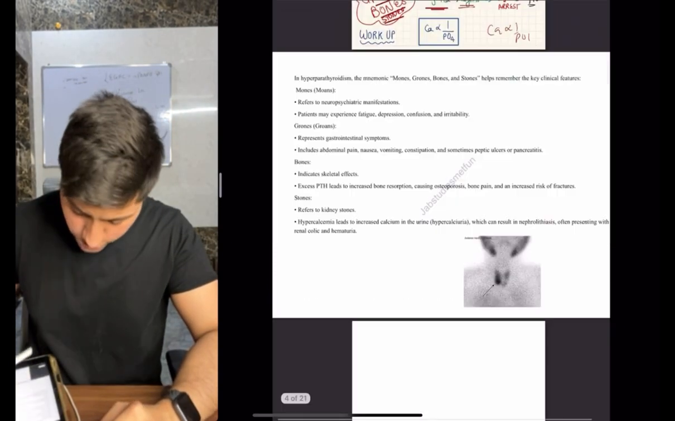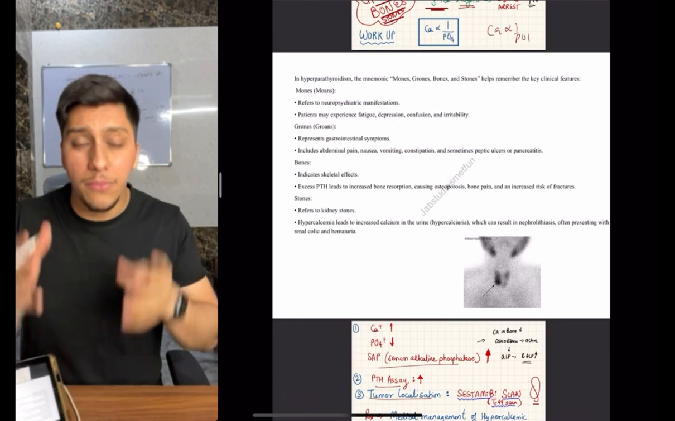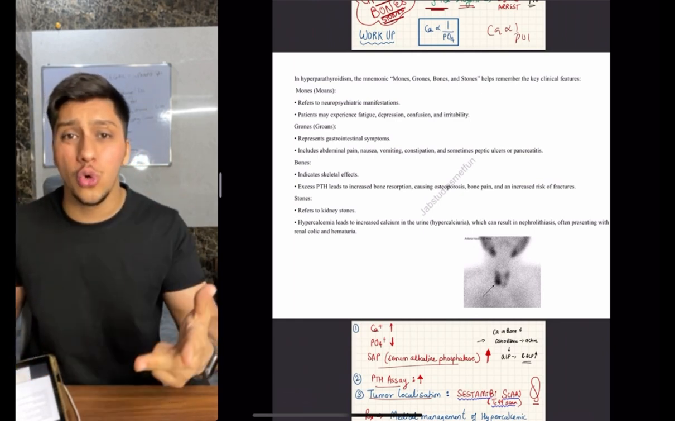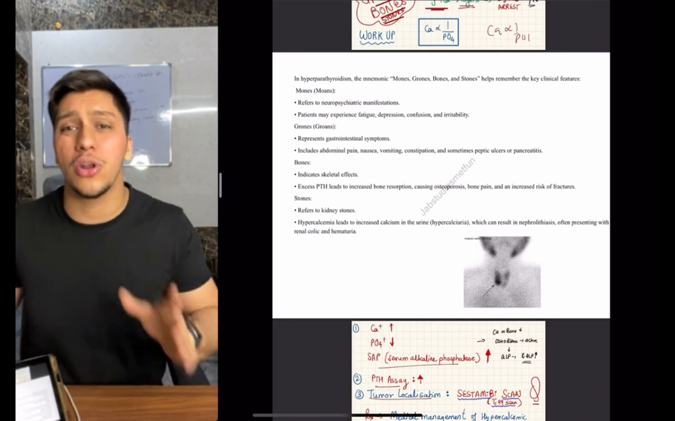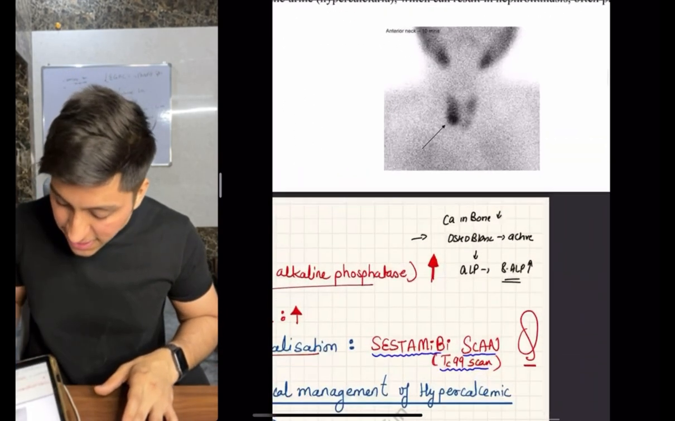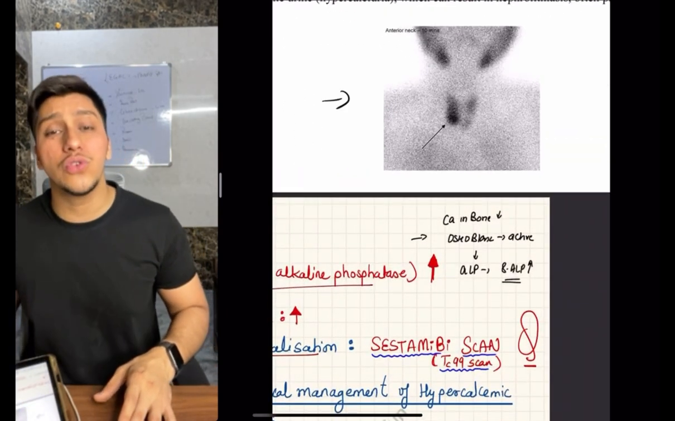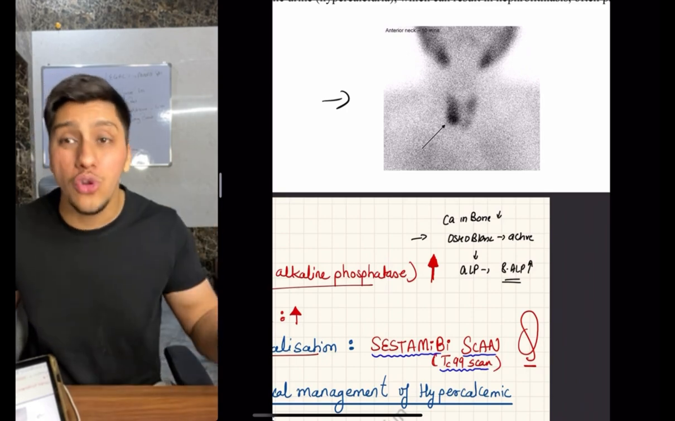Okay. So over here I have talked about the mnemonic which we discussed: moans, groans, stones. All of this is written over here. You can read through whatever we just described. It's all about that. Next, if you see, this is a scan. This is a SESTA-MIBI scan, which is used to detect parathyroid adenomas and tumors.